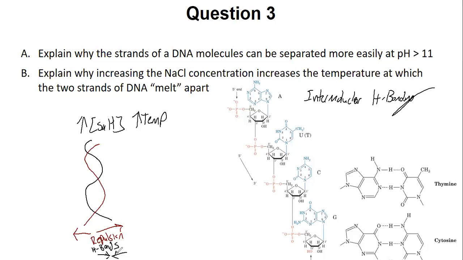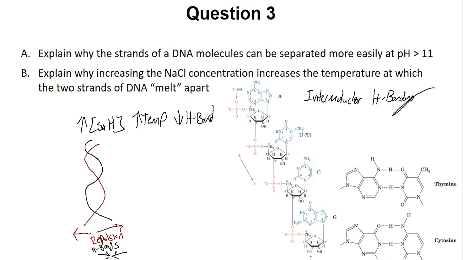As you increase temperature, what you're doing is increasing atom movement. These bases are moving much faster, like they're vibrating a lot faster as you get hotter. And so their hydrogen bonds become weaker. So at higher temperatures, H bonds become weaker. So that's why DNA melts at high temperature.